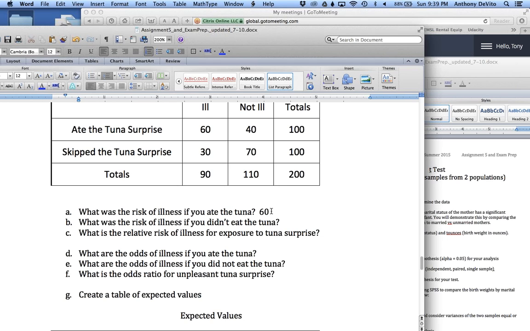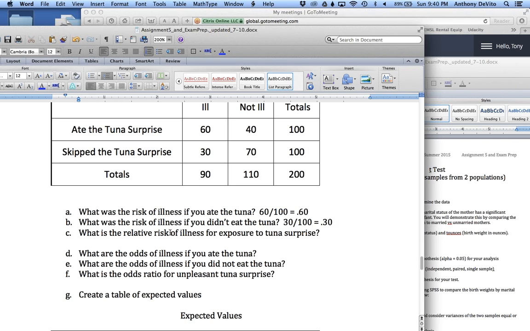So what's the risk of illness if you ate the tuna? Well, 60 people out of 100 that ate the tuna got sick, so the probability of being ill, or the rate at which you get ill if you ate the tuna, was 60%. Now, how about if you didn't eat the tuna? What's the risk there? Anybody awake out there that wants to answer that question? Right, 30%, 30 out of 100. And it's going to be equal to 0.30.